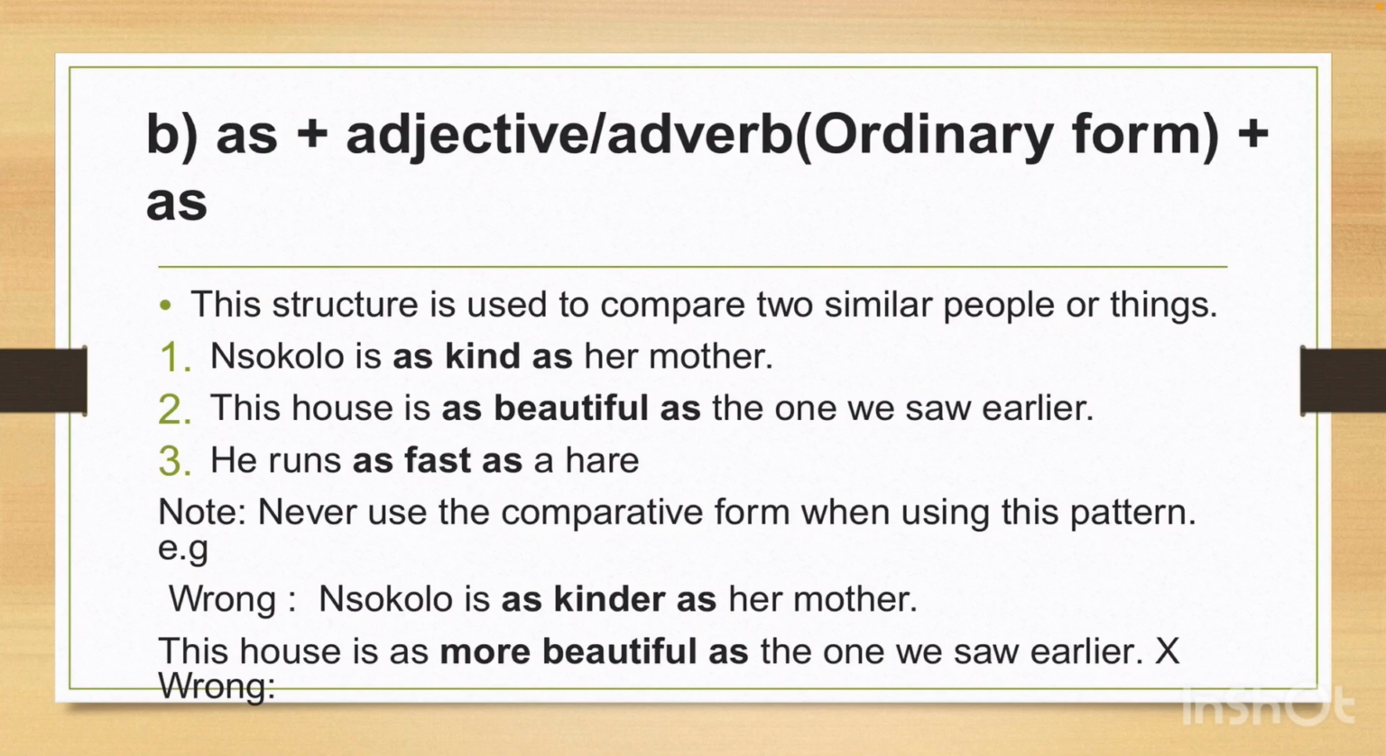For example, Nsokolo is as kind as her mother. Meaning these people are similar in kindness. This house is as beautiful as the one we saw earlier. Meaning the two houses are just the same when it comes to beauty.